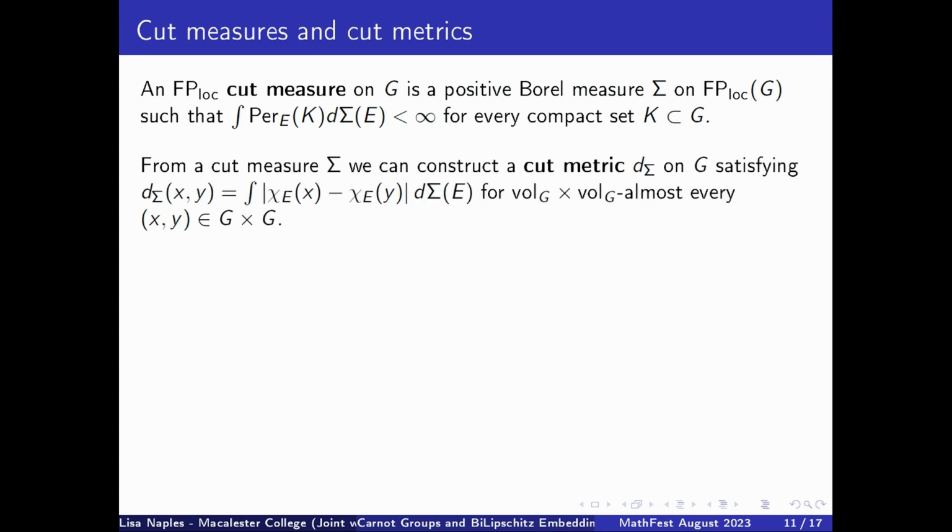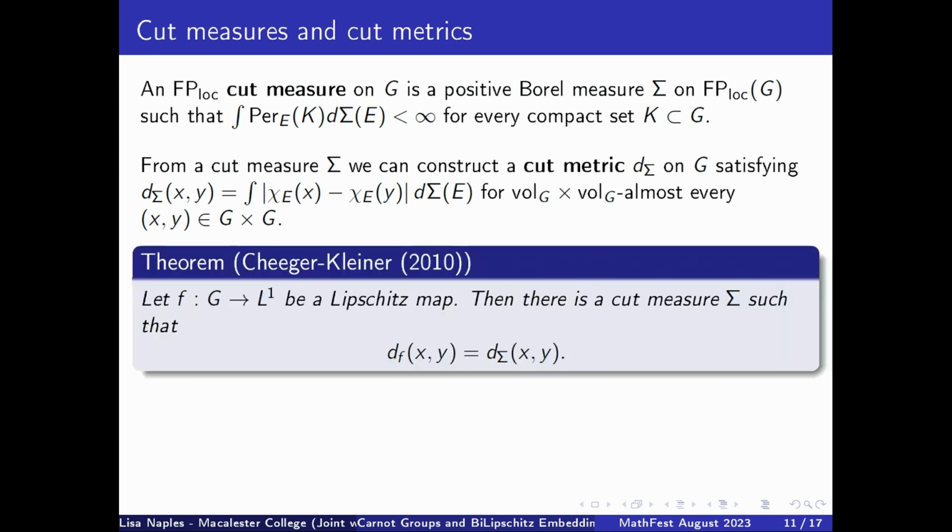In addition to the cut measure, we can define a corresponding cut metric, and there is the definition of the cut metric. Cheeger and Kleiner showed that if we take some map f that goes from a Carnot group into L1 and is Lipschitz, then we can find a cut measure sigma so that the metric induced by our Lipschitz map agrees with our cut metric.